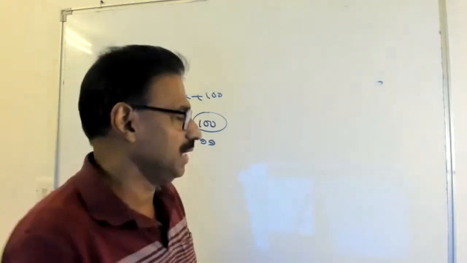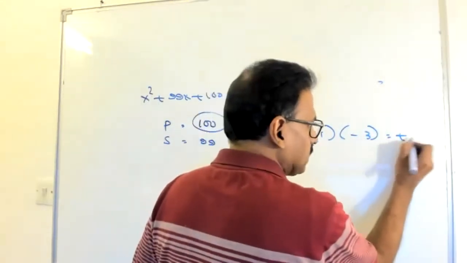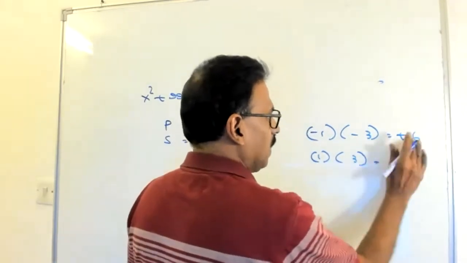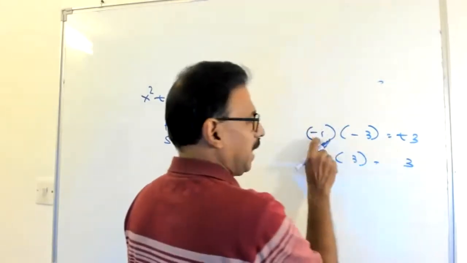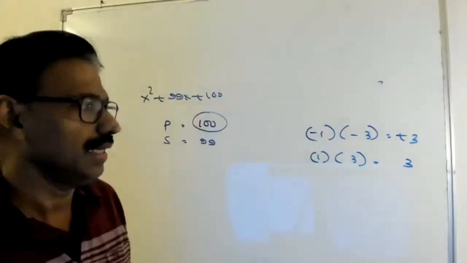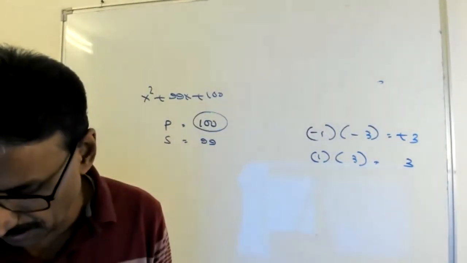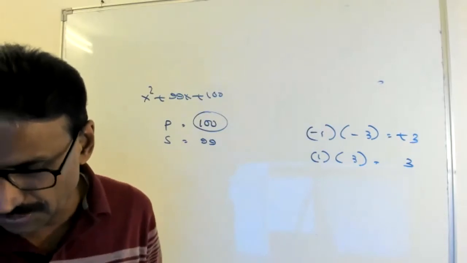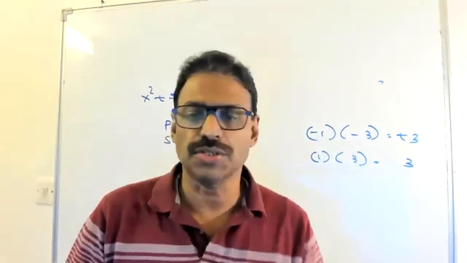Because see, 1 into 3 equal to 3, and -1 into -3 also 3. So option C is rejected, and D we cannot say. Anyway, both are maybe positive sign or the negative sign.